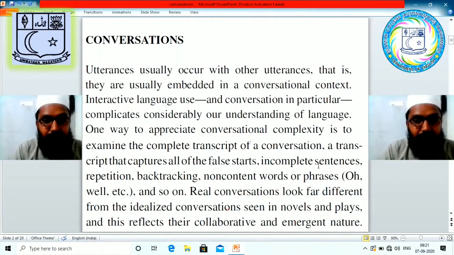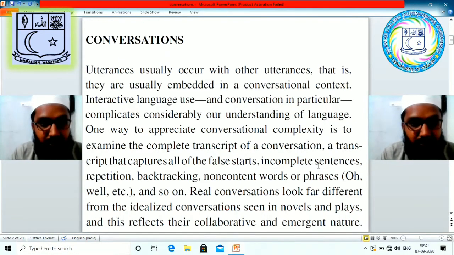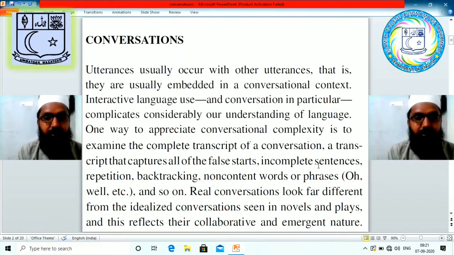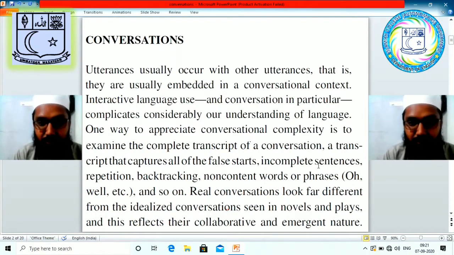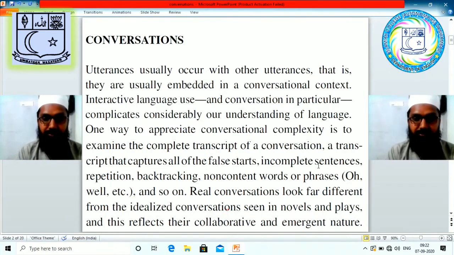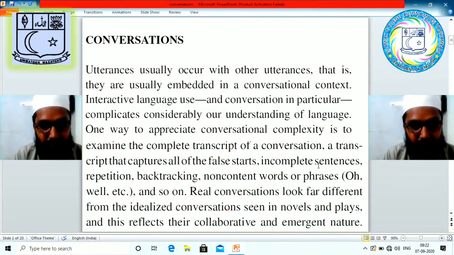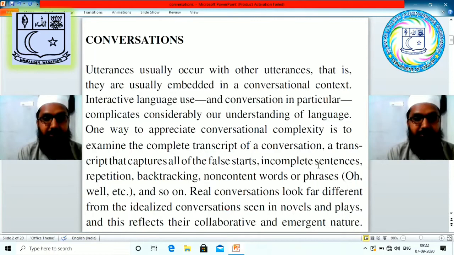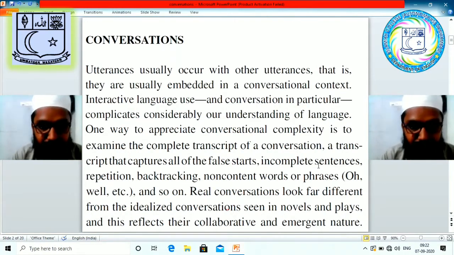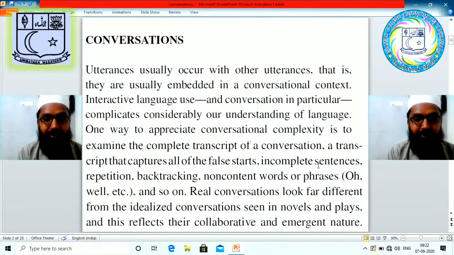Conversation means that utterances usually occur with other utterances. That is, they are usually embedded in a conversational context. Interactive language use and conversation in particular complicates considerably our understanding of language. One way to appreciate conversational complexity is to examine the complete transcript of a conversation, a transcript that captures all of the false starts, incomplete sentences, repetitions, backtracking, non-content words or phrases like "oh", "well", etc. These are all examples. Real conversations look far different from the idealized conversations seen in novels and plays, and this reflects their collaborative and emergent nature.